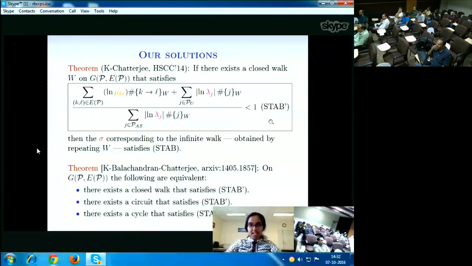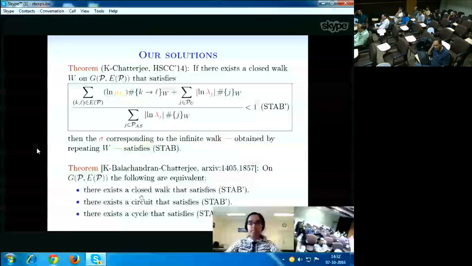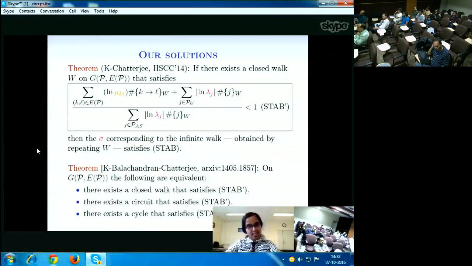Now observe that this condition on the closed loop W is nothing but a finitary version of our asymptotic stability condition. And in the second step, we show that on a given diagram G, the existence of a closed loop, a circuit, and a cycle that satisfy this condition are equivalent. So we can find either a cycle or a circuit with an algorithm and then repeat it to generate an infinite loop, and its corresponding switching signal is good enough.